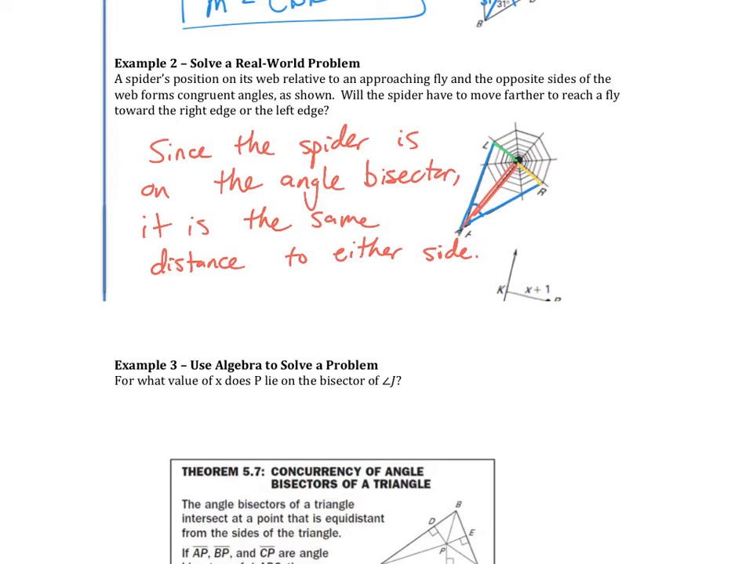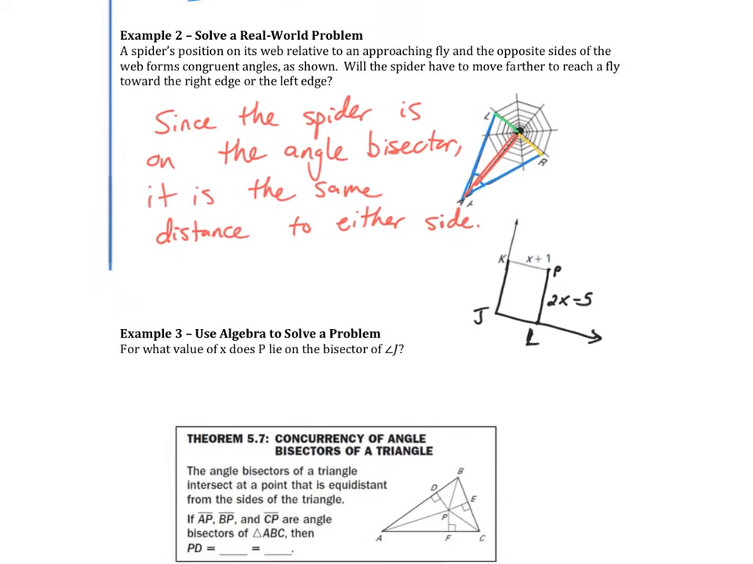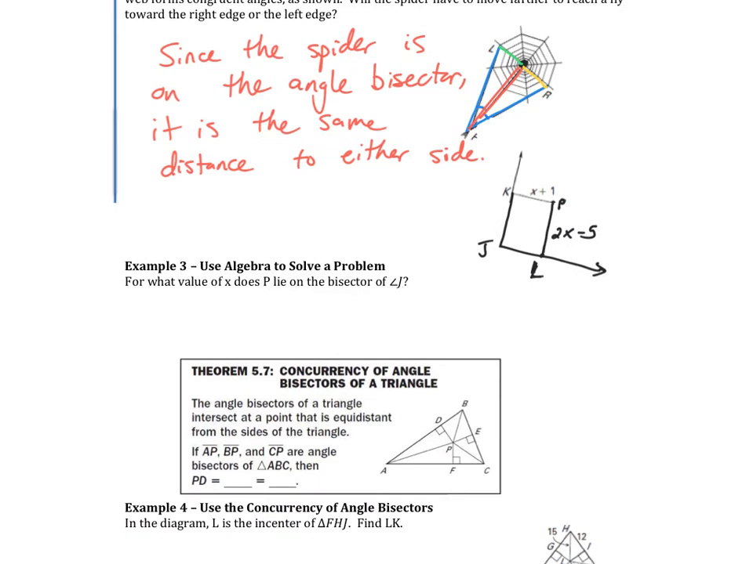Our next example, I'm going to redraw this or kind of finish drawing it. So we should have an angle that looks like this. This is called P, and then this is 2x minus 5. I think you have this on your paper, or hopefully you do. This is point L. This is point J. So this picture goes with example 3.